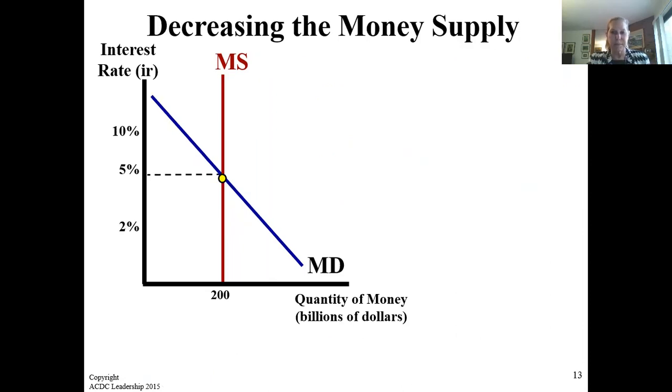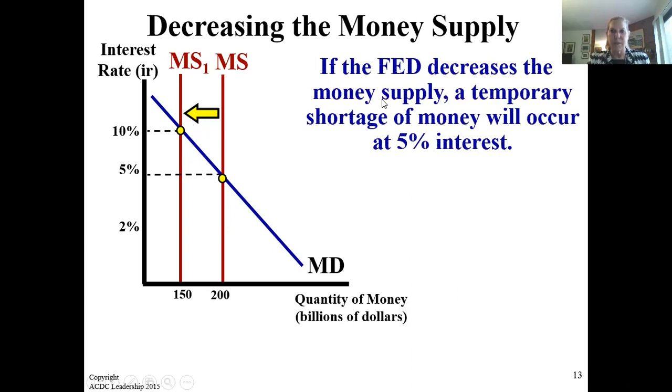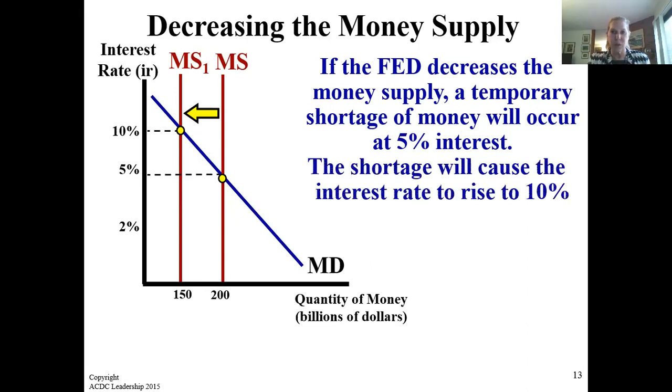Decreasing the money supply. That would be a leftward shift from MS to MS1. If the Fed decreases the money supply, a temporary shortage of money will occur at a 5% interest rate. The shortage will cause the interest rate to rise to 10%.